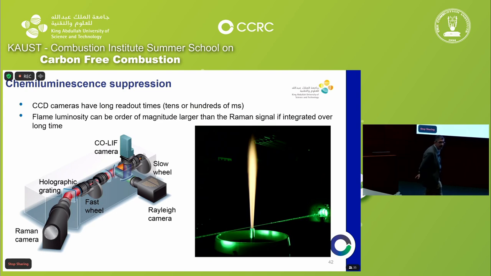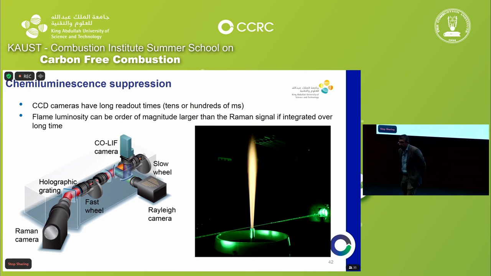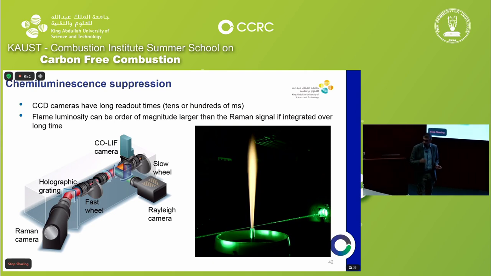Okay, but this poses a problem. We have a very luminous flame. It was very convenient to use an ICCD camera. You can match exactly the opening of the camera to your laser and completely suppress, or almost completely suppress, the flame luminosity. If we want to use a CCD camera, you have to be much more creative. And this is one of the major obstacles to really get this high precision Raman measurement in turbulent flames.